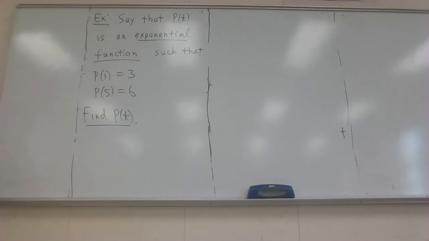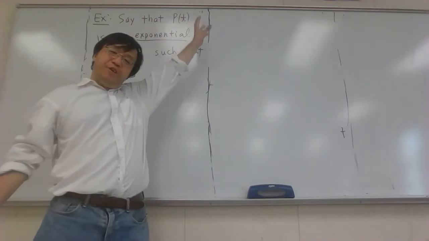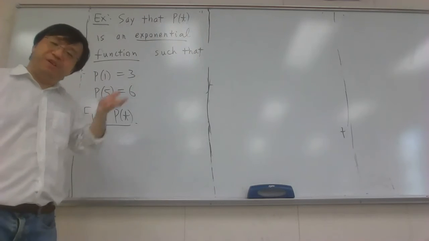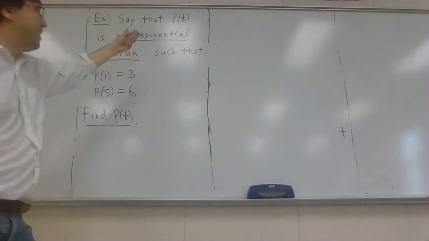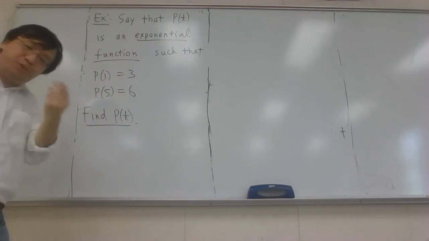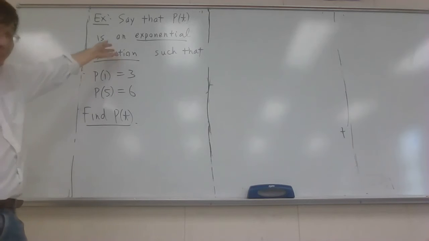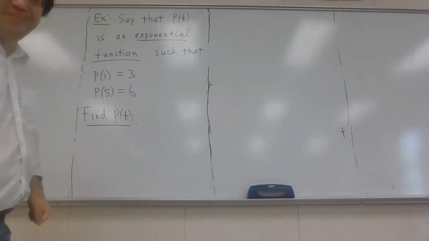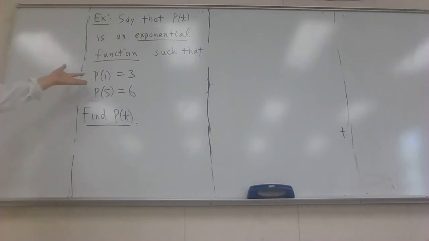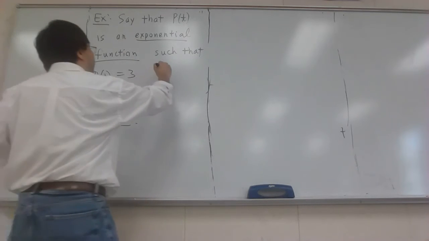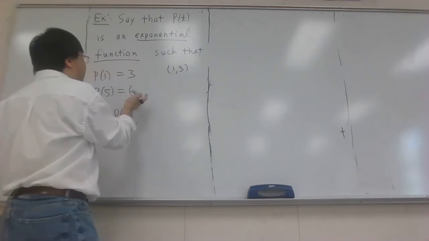Okay, so what do we have? We have this unknown function, and we're told this function is an exponential function. We don't know what it is yet. And we're given two points on this exponential function. We're given the point (1, 3), and we're given the point (5, 6).